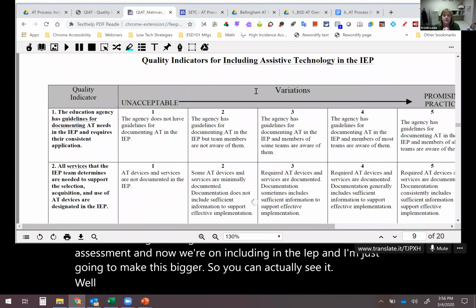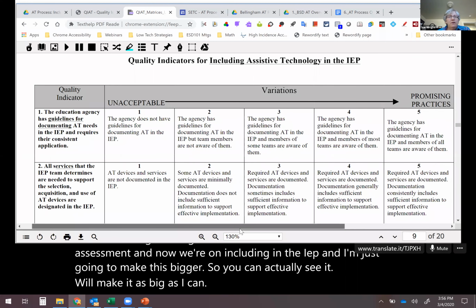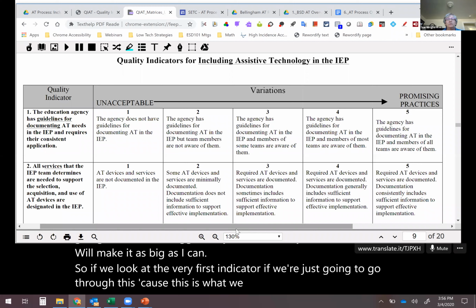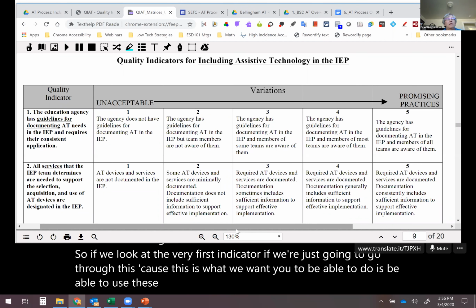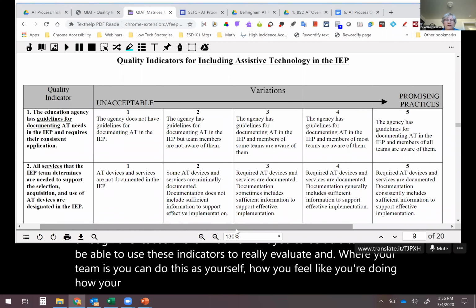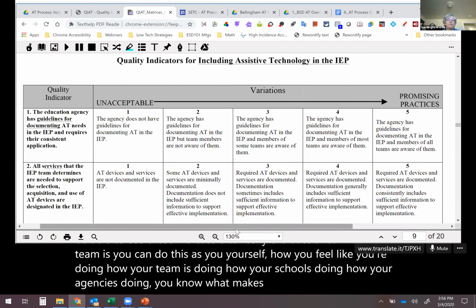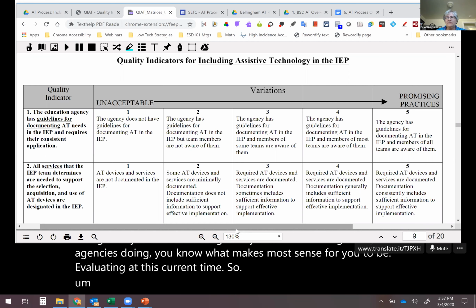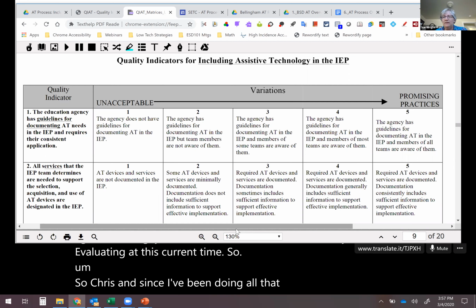If we look at the very first indicator, what we want you to be able to do is use these indicators to evaluate where your team is. You can do this for yourself, how you feel you're doing, how your team is doing, how your school's doing, how your agency's doing. You know what makes most sense for you to be evaluating at this current time. So Kristen, since I've been doing all the talking, would you like to read this?